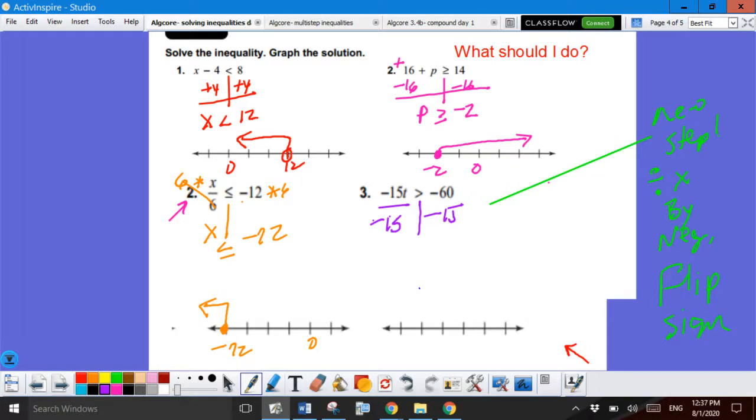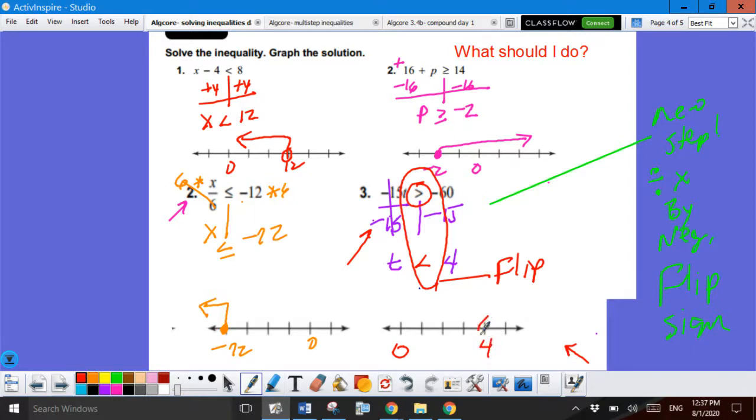Okay, I'm dividing by a negative 15. So this crosses out. I have t, and 60 divided by 15 is going to be 4. Well, here's the change. This is going to flip. And that only happens if we are multiplying or dividing by a negative number. Otherwise, we solve exactly the same way as we solve equations. So this would be a 0 and a 4, open circle to the left.